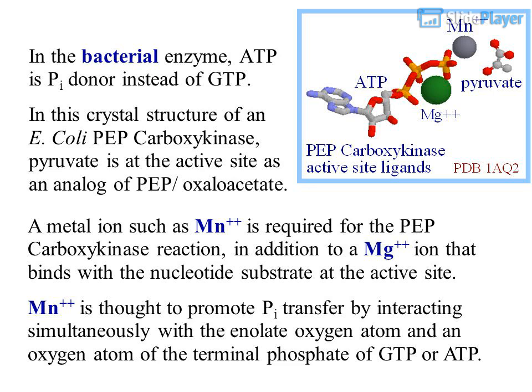In this crystal structure of an E. coli PEP carboxykinase, pyruvate is at the active site as an analog of PEP/oxaloacetate. A metal ion such as Mn++ is required for the PEP carboxykinase reaction, in addition to a Mg++ ion that binds with the nucleotide substrate at the active site. Mn++ is thought to promote Pi transfer by interacting simultaneously with the enolate oxygen atom and an oxygen atom of the terminal phosphate of GTP or ATP.